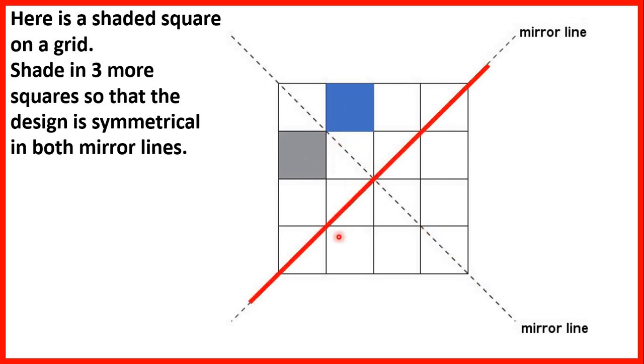And now, if we look at this mirror line, we can see that the squares we need to shade in are this one here and this one here, because that way they're the same distance from the mirror line on both sides. So we need to shade in these 3 squares here to make the design symmetrical.